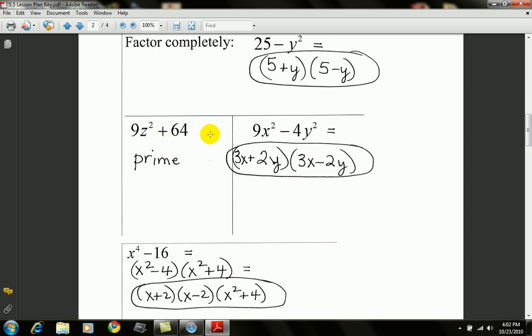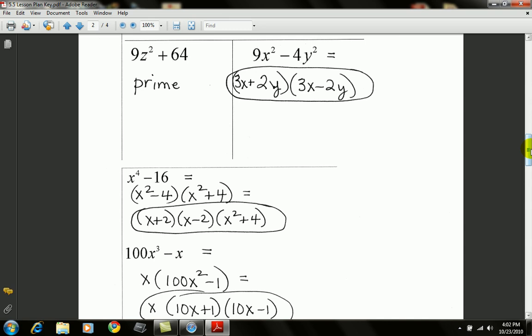So what you need to remember, the difference of two perfect squares is going to factor. The sum of two perfect squares is going to be prime, meaning the only way to factor it is itself times 1.